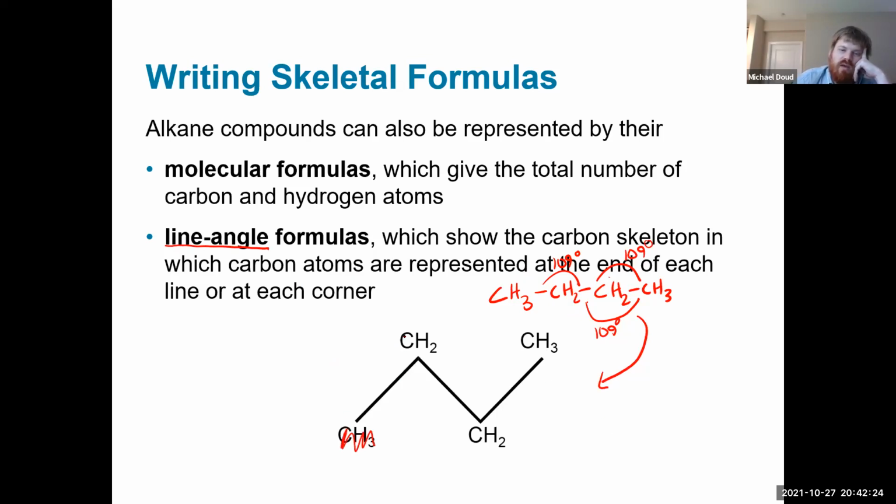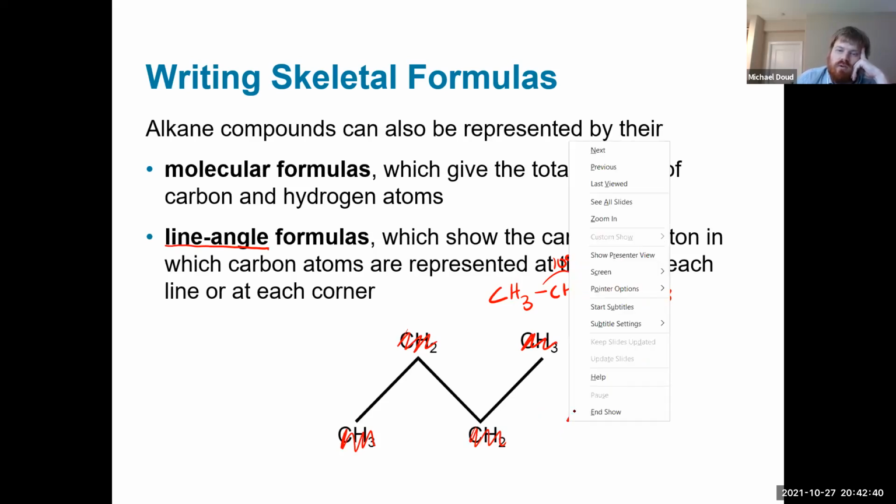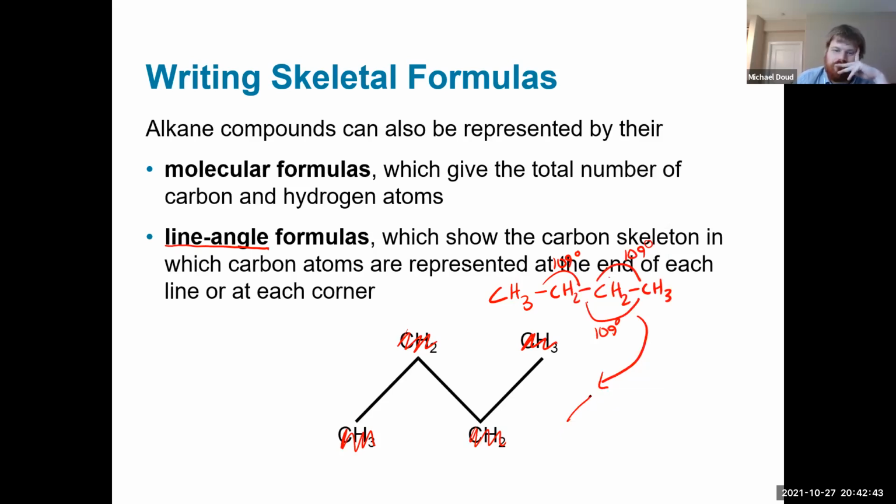Now, in the line angle formula, we actually are just going to get rid of the CH2, CH2, CH3 altogether. We're going to write carbon 1 as our first carbon. That's just a dot. We don't even care about the hydrogens anymore. They're gone. Now, draw it to carbon 2. We're going to draw it at an angle like that. This is carbon 2. Now, carbon 2 connects to carbon 3, and we're going to draw that at an angle. And we just want this angle to roughly represent 109 degrees. It doesn't have to be perfect. We're just doing our best.